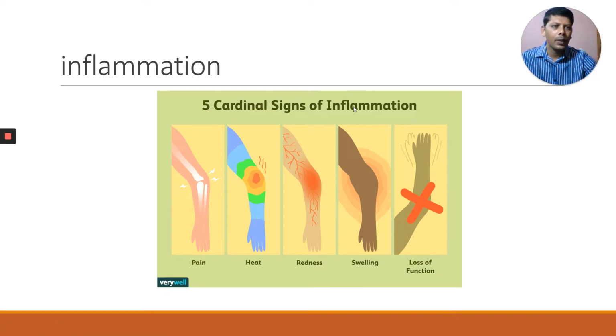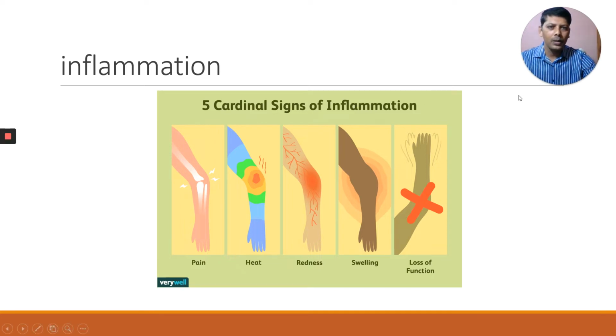Earlier we learned some of the inflammations. Inflammation of the tonsils is called tonsillitis. Inflammation of the gums is called gingivitis. Inflammation of the stomach is called gastritis. Inflammation of the appendix is called appendicitis. Okay, we learned different inflammations.